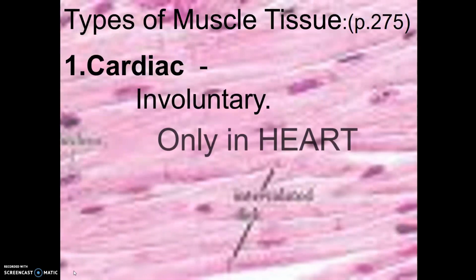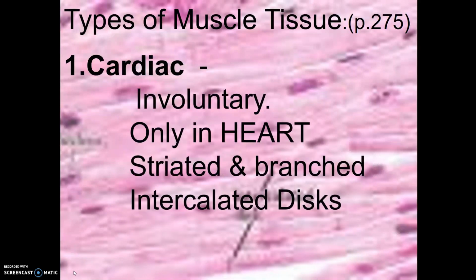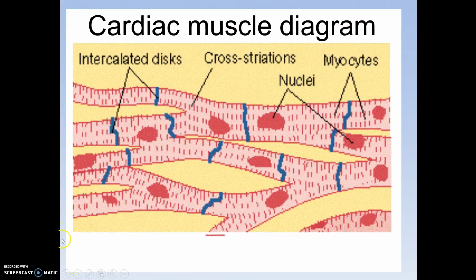Cardiac is not voluntary. Your heart beats on its own. It's only in the heart. It is striated and branched. So you see the stripes and they're branched. They can all beat together and there are intercalated discs. This next slide shows you these little intercalated discs.